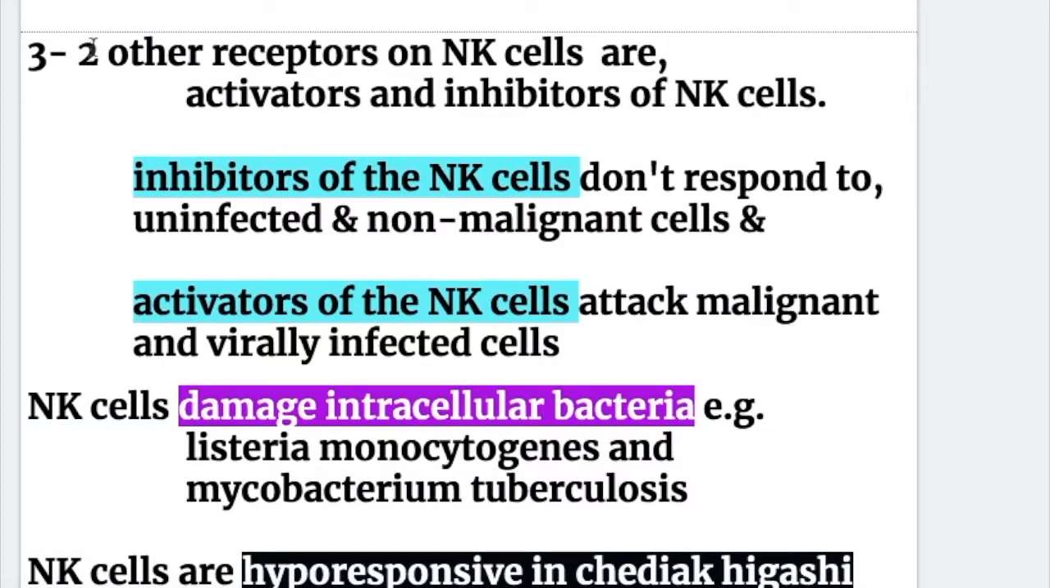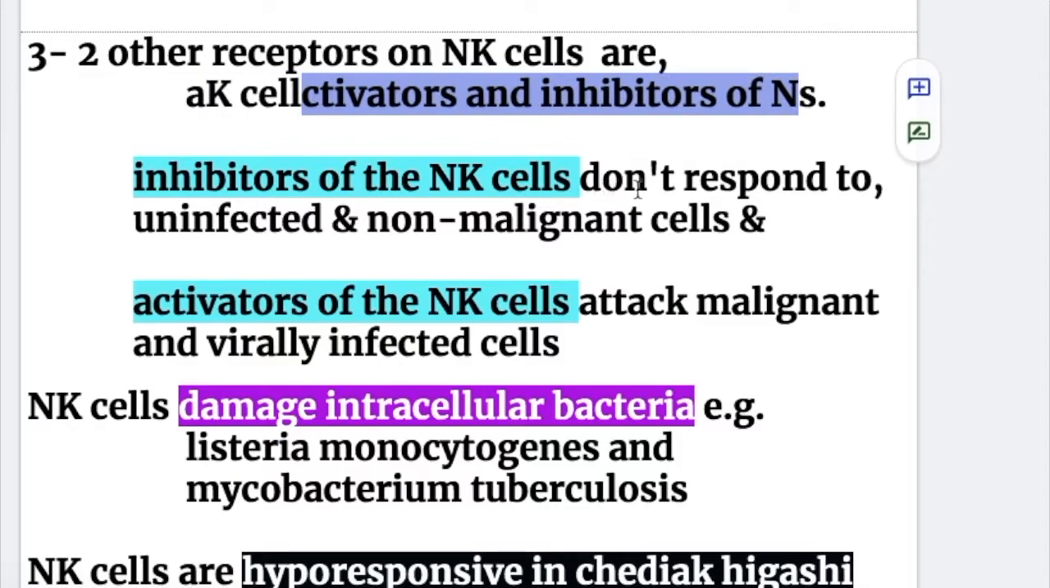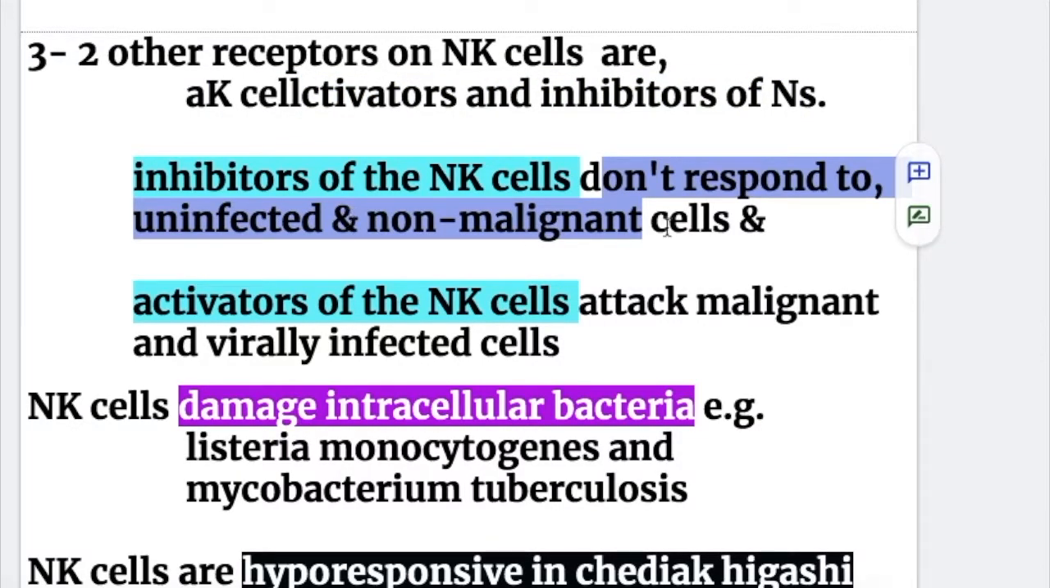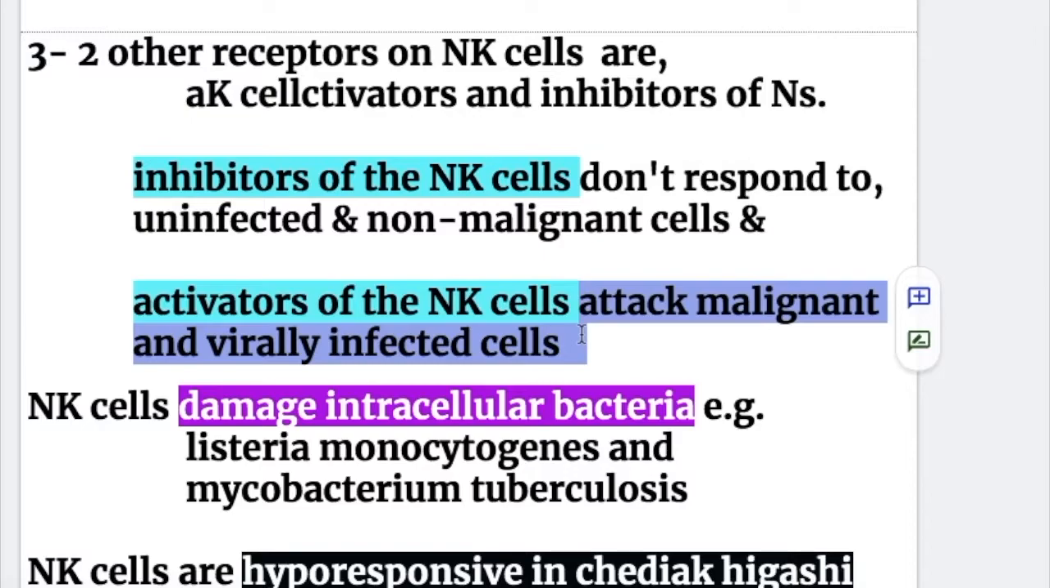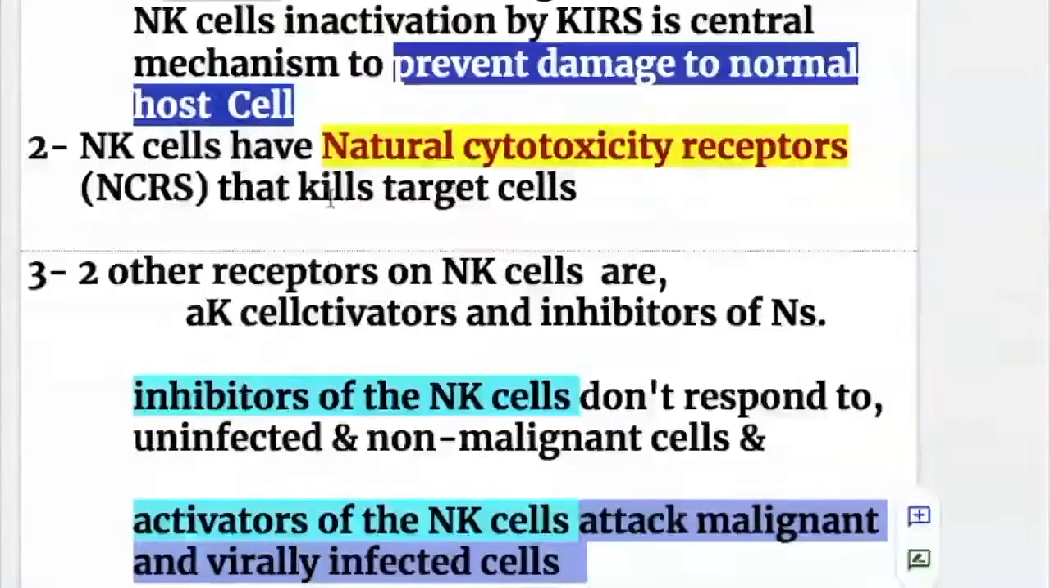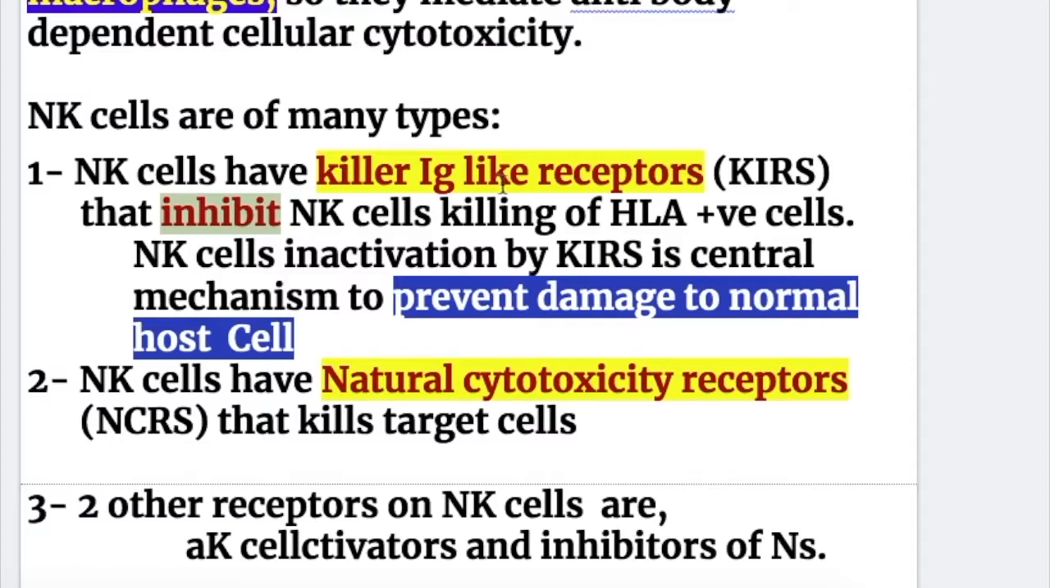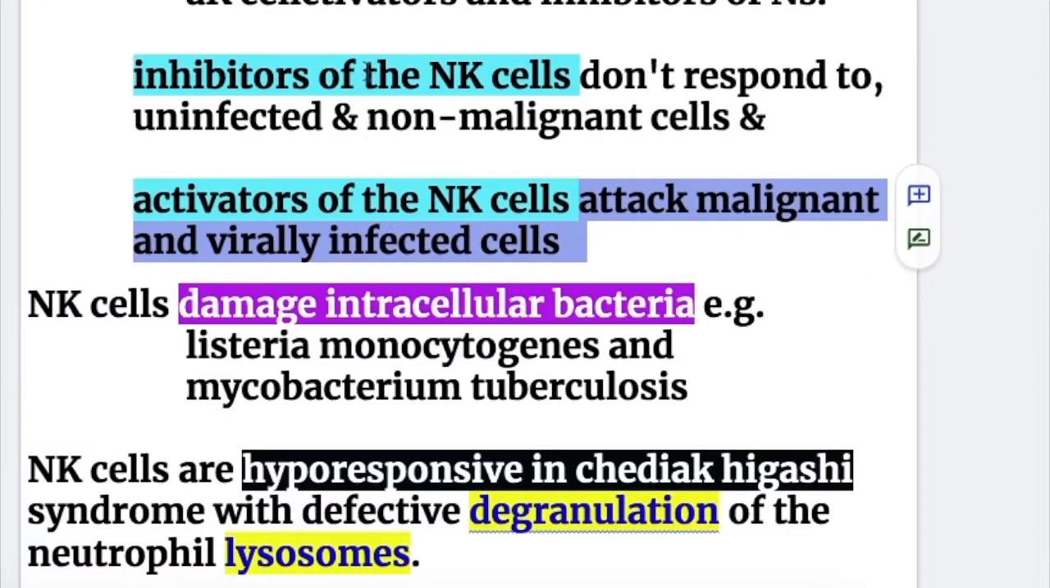And there are two other receptors on the NK cell, activator and inhibitor receptors. Inhibitors of the NK cells don't respond to uninfected and non-malignant cells, and activators of the NK cells attack malignant and virally infected cells. So different types of NK cell receptors are killer immunoglobulin-like receptors which prevent damage to the normal cell, and natural cytotoxicity receptors that kill the target cell.